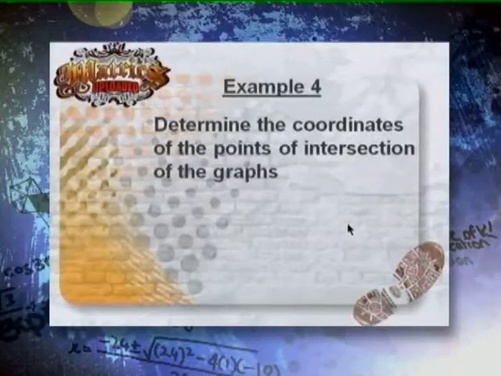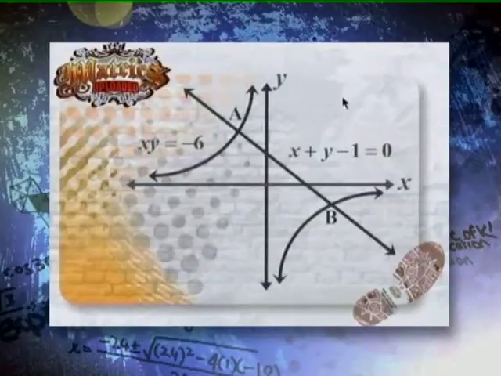Here's the picture. Notice there's the line x plus y minus 1 equals 0, and we've got a little bit of a hyperbola, xy equals negative 6. Guys, remember, it could have been written as y equals negative 6 over x, but we've got it in this form. Now, Nelson, we want to get A and B, the coordinates. Notice, guys, important, listen: coordinates of the points of intersection of the two graphs. How do we approach this? Take them through it, Nelson.